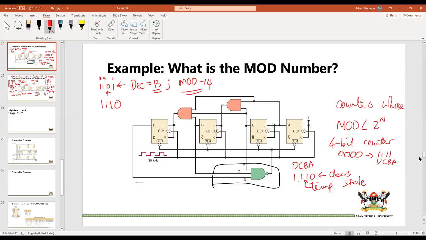We need to remember that a mod 16 counter counts up to decimal 15. So if this one stops at decimal 13, those are just two states before the terminal state. And instead of mod 16, we remove 2 and we remain with mod 14. So we finished all of this.